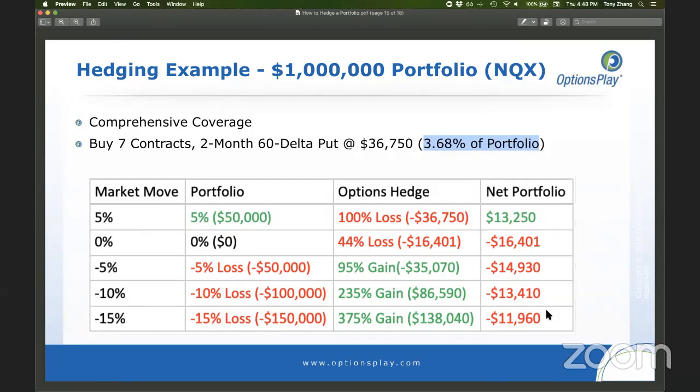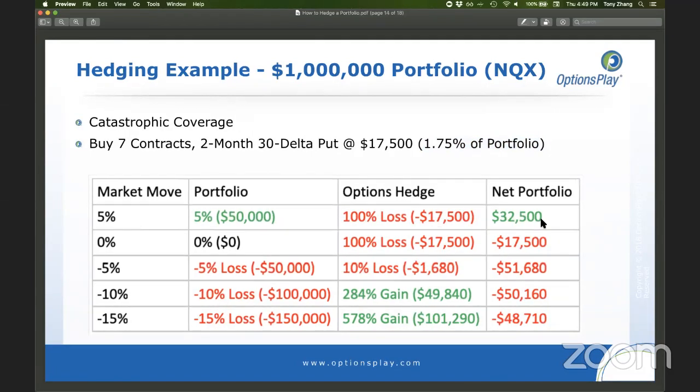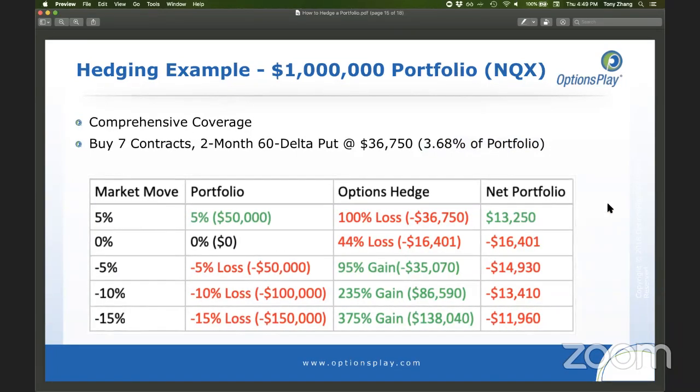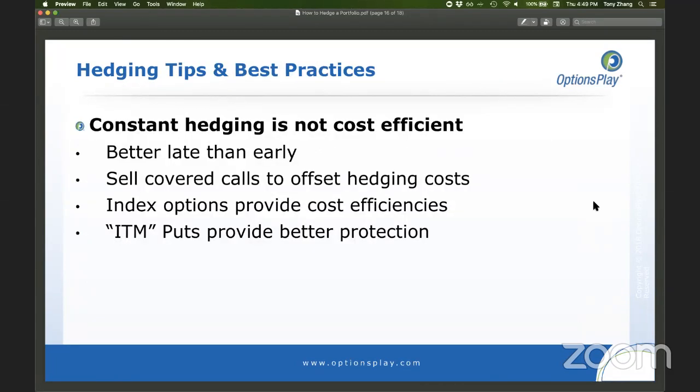The only difference here, though, is that if the market does move higher, I lose 36,000 instead of 17,000. So instead of making $32,000 as in the previous example, I make $13,000 when the market moves 5% higher. So effectively what I'm doing is giving up a little bit of upside for far better protection to the downside. So those are the two different vehicles that you can hedge a portfolio with. And I want to show this to you in an actual example. But before we go through the actual example, I want to talk about hedging tips and best practices.